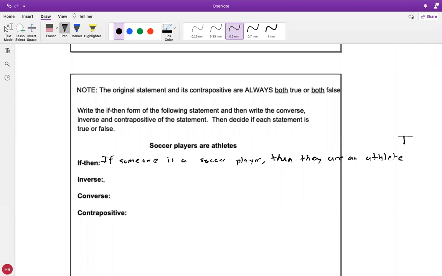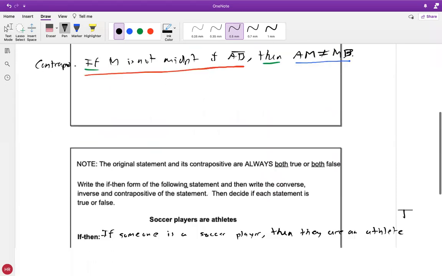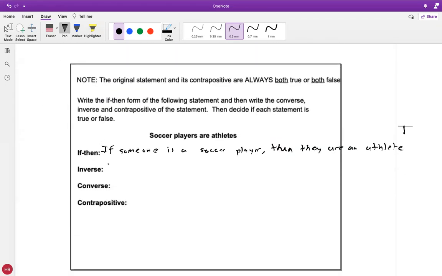The inverse means I take the negation of both. And I think it's in the same order. We can go back and check. Nothing wrong with that. The inverse, right? Looks like the same order, blue then red, but these are opposites of the original. So I'm going to change these from if someone, I'm just going to say if one is not a soccer player, then one is not an athlete.